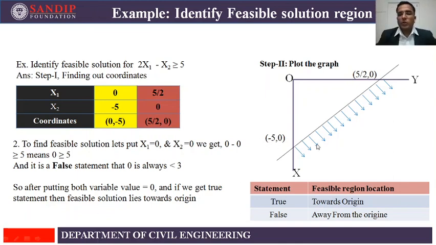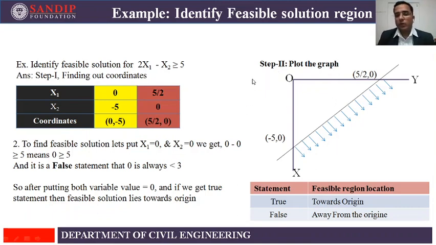Okay, so 0 is the origin. The first coordinate is (0, -5). It means 0 on the x-axis, minus 5 on the y-axis. So this is the point we will get. The second coordinate is (5/2, 0). It means 5 by 2 on the x-axis and 0 on the y-axis. So this is the second point we will get. After getting these two points, connect both the points, and we will get the line of the equation 2x1 minus x2 greater than or equal to 5.